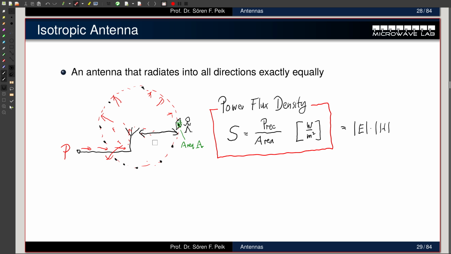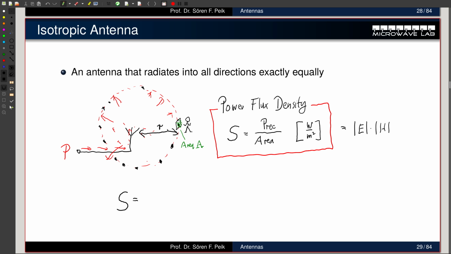I have a certain distance here, R, and we measure our power flux density at distance R. What is my power flux density at distance R? There's actually a very simple trick to figure this out. We know at this point my power flux density is something called S, let's say. Then I know at this point and this point and this point, somewhere on the sphere, it's always the same because it's isotropic. So no matter where I am on my sphere, I measure the same power flux density.